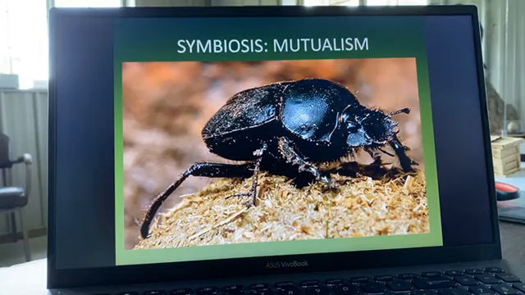Really? These are mites. So the dung beetle there carries a whole flock of mites. And the thing is that the mites don't feed on the dung beetle. No, what they do is they use the dung beetle as a transport mechanism.